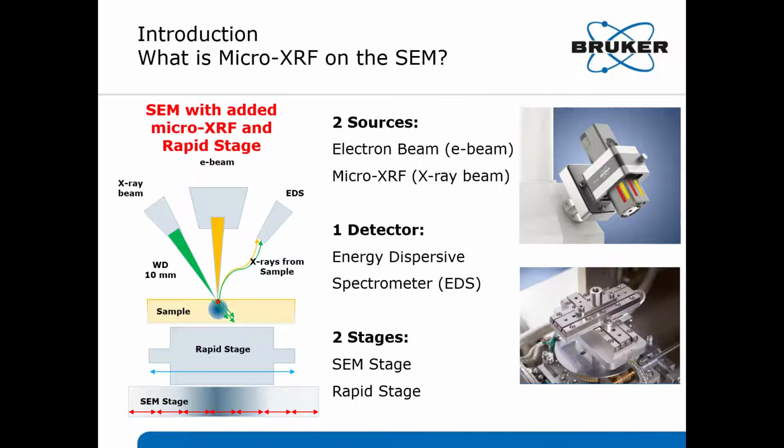And so to summarize what we have shown in this video today, the introduction of a micro-XRF on the SEM will create a dual-beam system. So in total, you'll have two sources, an electron beam and a micro-XRF X-ray beam. However, they will still only necessitate the one detector, the one energy dispersive spectrometer. In addition, there are two stages, the SEM stage and the rapid stage. The rapid stage is important as this enables high-speed scanning to be done when using the X-ray beam, remembering that the X-ray beam is fixed in space and cannot raster like an E-beam.